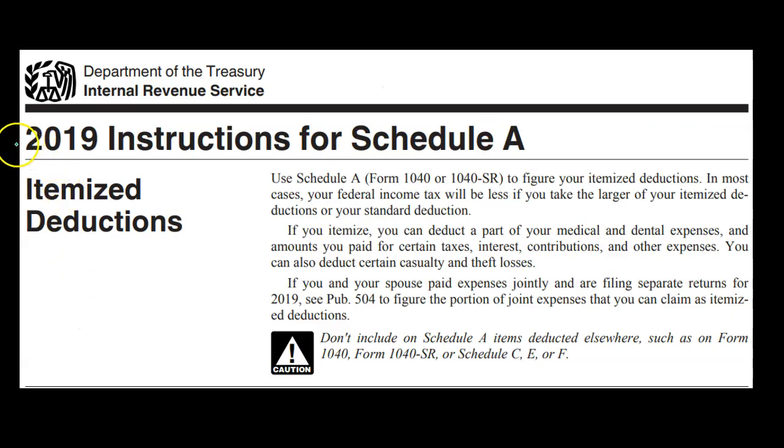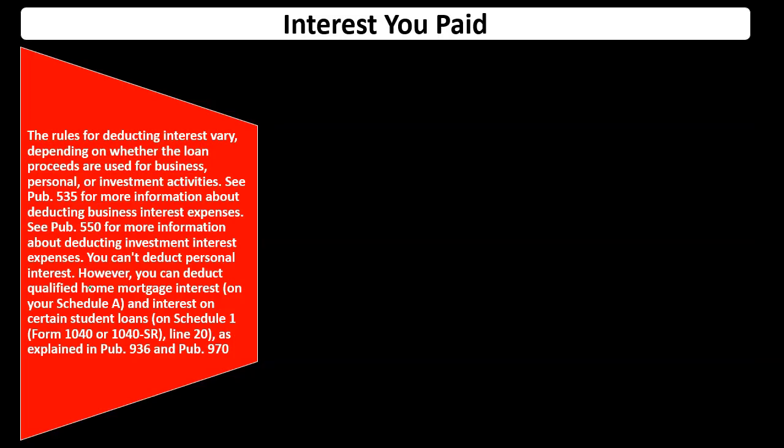For more information and research about individual instances, you want to go to the instructions for Schedule A. We will include those instructions here, and you can find them at the IRS website at irs.gov. Interest you paid: the rules for deducting interest vary depending on whether the loan proceeds are used for business, personal, or investment activities. So when you think about interest you're paying, you want to break it out into those three categories.